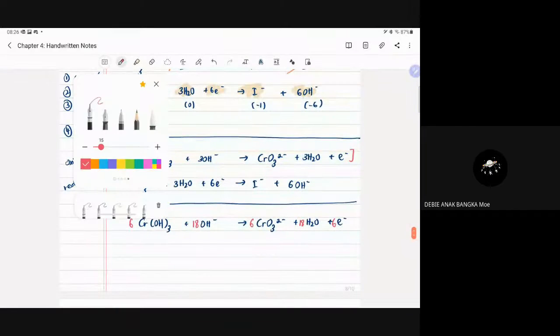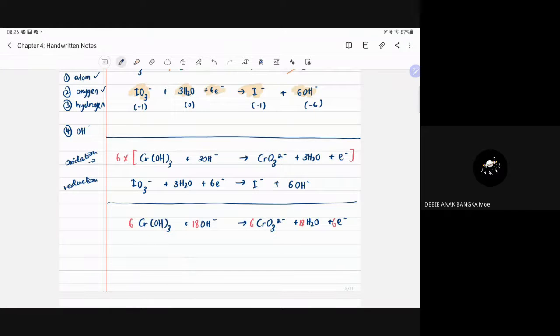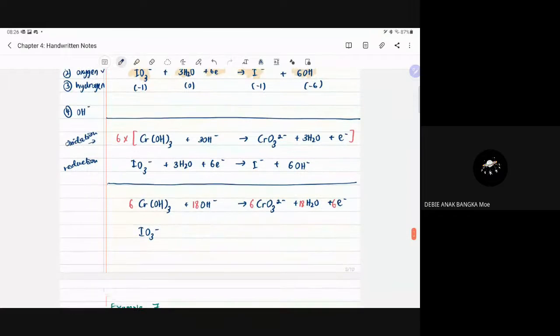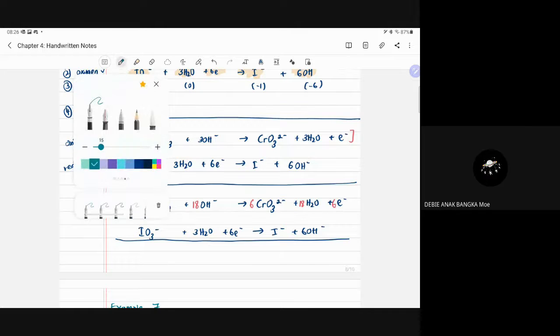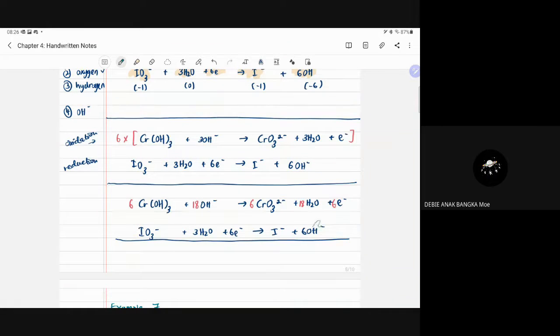And then ini kamu dapat IO3 minus plus 3H2O plus 6 elektron forming I minus plus 6OH minus. And we combine them together, we will get, okay, OH minus, OH minus, kita boleh potong. 18 tolak 6, 12. 12 berlebihan dekat sini, so dia dapat 12 OH minus. H2O, ada 3, ada 18. So dia dapat 18 tolak 3, 15 H2O. Elektron 6, 6 potong.